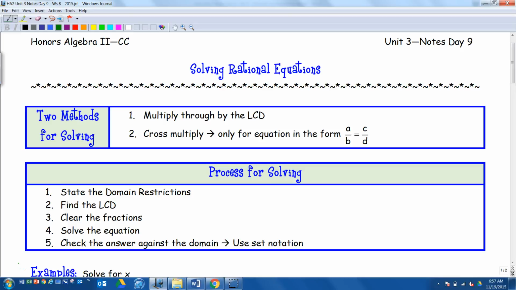Alright class, this is the last day of notes for Unit 3, and it's basically taking our rational expressions and turning them into equations and solving them. But the process is very similar to the second method for solving complex fractions. You're going to multiply the whole equation by the LCD to cancel out the fractions and then solve. Or a shortcut, if you just have a fraction equal to a fraction with no plus or minus other fractions, you can cross multiply. So we'll do both methods today.